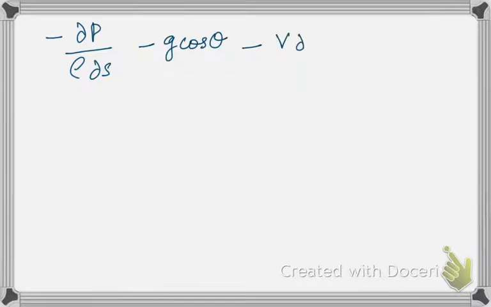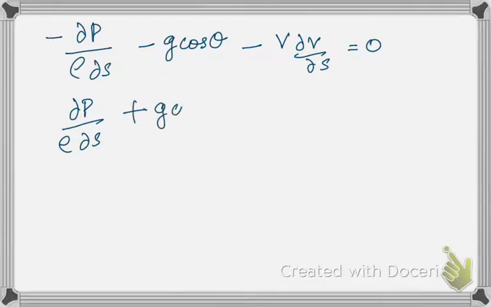So minus ∂p/(rho ∂s) minus g cos theta minus v ∂v/∂s is equal to 0. Again, all the places it is minus, so I can multiply by minus 1, or cancel the minus symbol. Which is ∂p/(rho ∂s) plus g cos theta plus v ∂v/∂s is equal to 0.